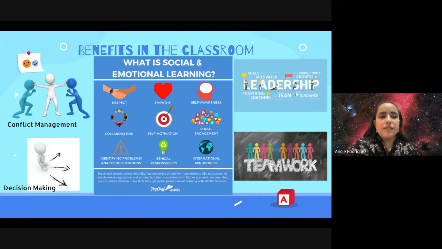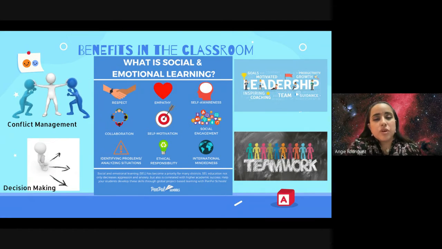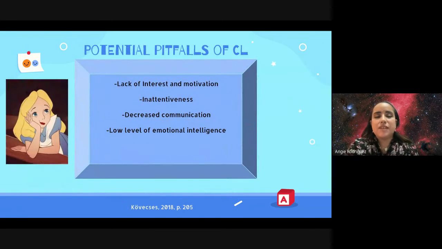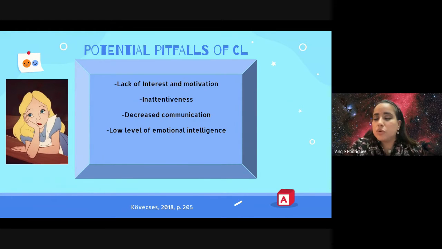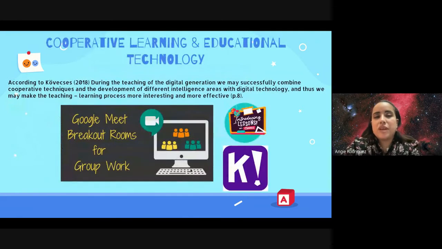So some of the benefits in the classroom for cooperative learning include, again, that conflict management, decision-making, leadership skills, teamwork skills. That also goes with your social and emotional learning, respect, empathy, self-awareness, social engagement, self-motivation. The possibilities are endless with those benefits. But some pitfalls include lack of interest and motivation, inattentiveness, decreased communication, low-level emotional intelligence. So these students tend to fall into that pitfall, but eventually their group members will pick them up again.